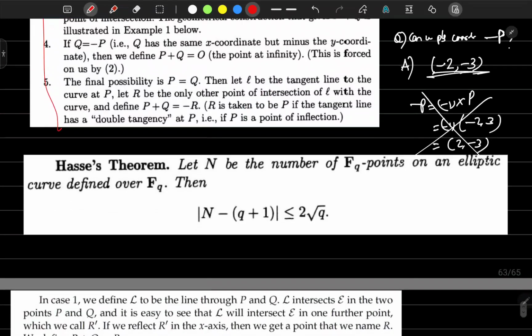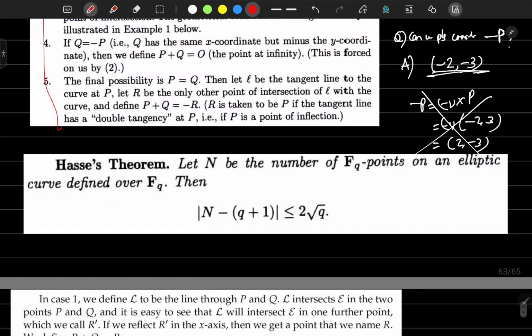Okay, so next there is Hasse's theorem. The Hasse theorem says: let n be the number of points on the elliptic curve defined over Fq. Then the number of points will be bounded, it will be around q plus 1.